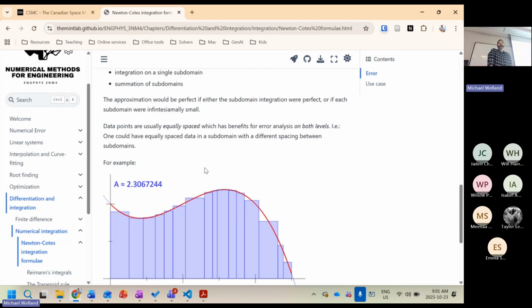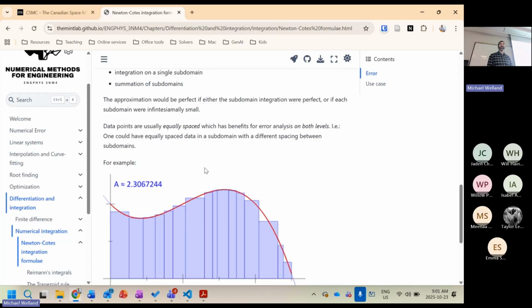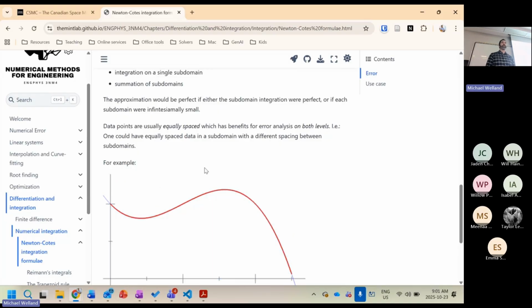Data points are typically equally spaced, and that has a big payoff on the error analysis on both levels, both on the local and the global level.